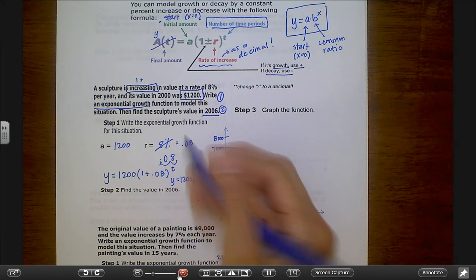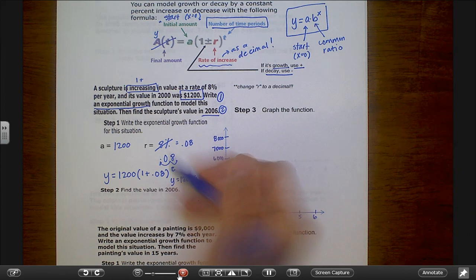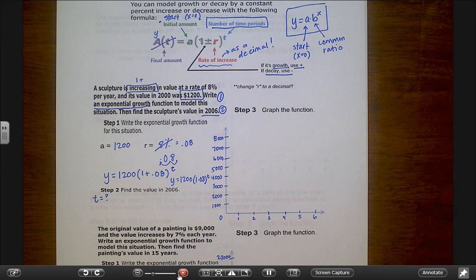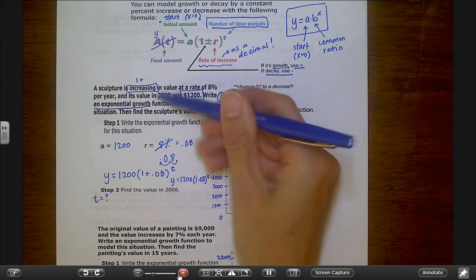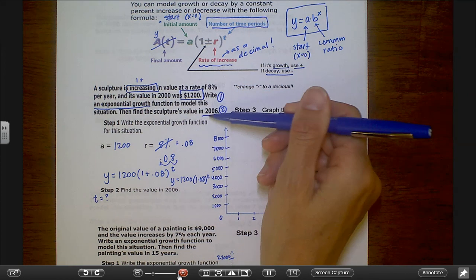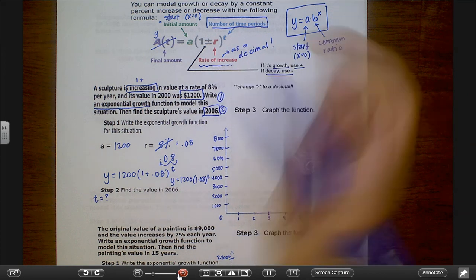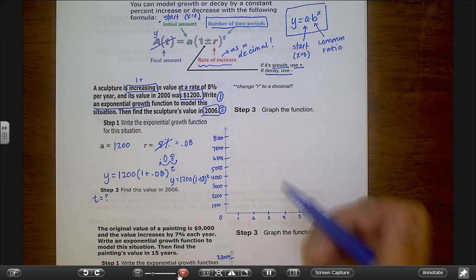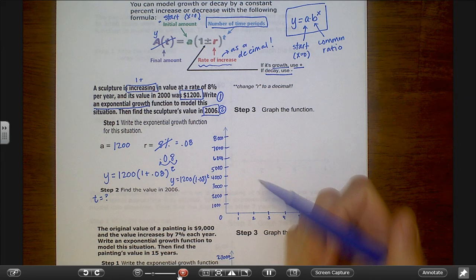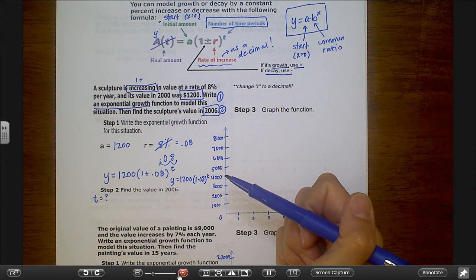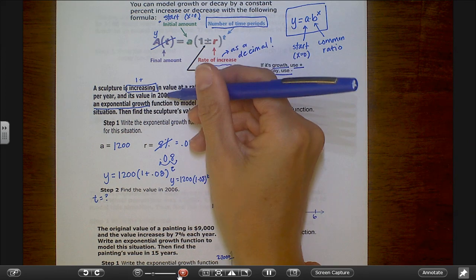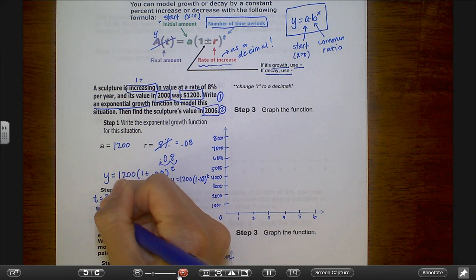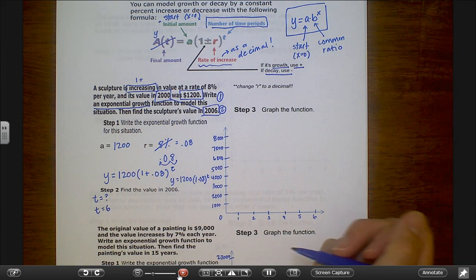So the only thing you need to know here now is what you're going to plug in for t. So t equals what? Well, the original value was done in 2000, and we want to know it in 2006. You're not going to raise it to the 2006 power. That would be 2006 years from now. You want to know how much time has passed between 2000 and 2006. So that's 6 years. So t is going to equal 6.